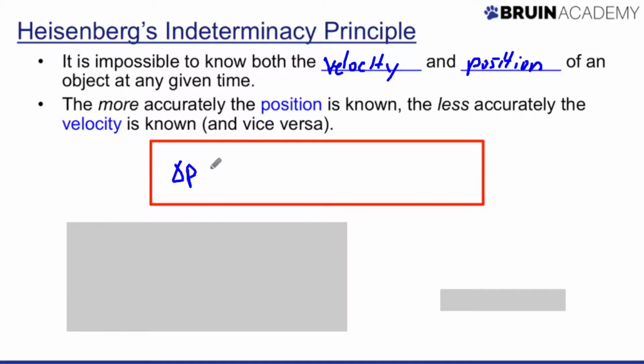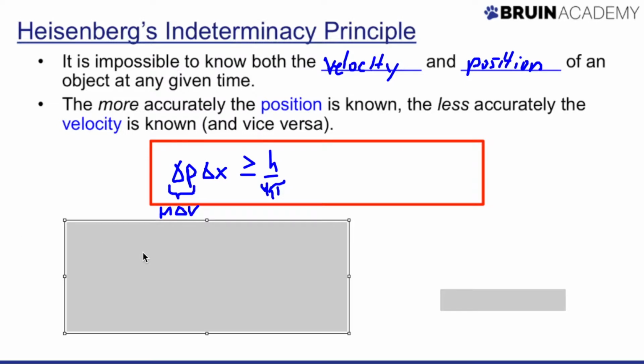So the formula is delta P times delta X is greater than or equal to h over 4 pi. Now, we've seen P before in the de Broglie equation. Oftentimes delta P, which represents your uncertainty in momentum, is written as mass m times delta v. So you'll see two forms of this equation. Let's talk about what each of these variables is.